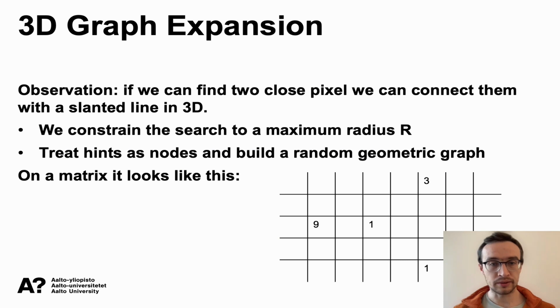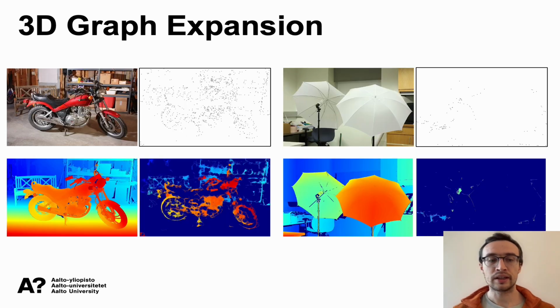Another smarter way to do it is to treat them as if they are nodes of a graph, and then connect them with slanted planes if they are close enough in the 3D space. Bear in mind that 3D here is important because it allows us to connect only close points in the space. And with this technique, you obtain a much better connection between the points, and this is a qualitative example of it.